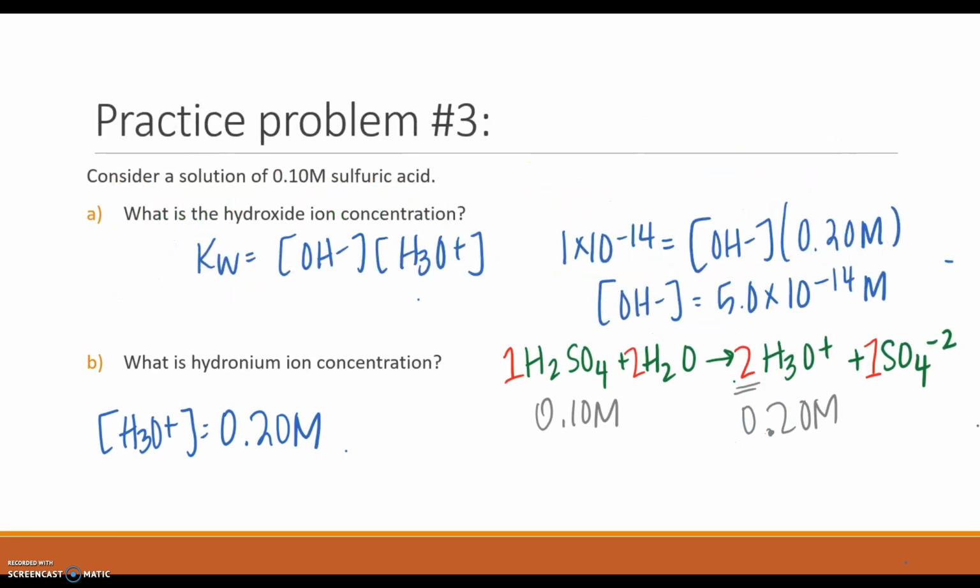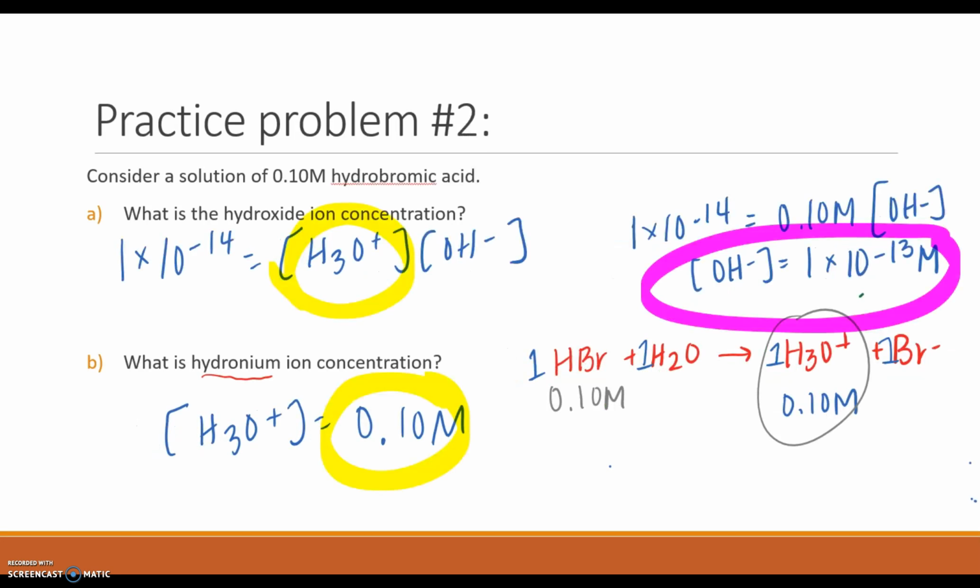So then when you solve for Kw, you would plug into the formula and you get 5.0 times 10 to the minus 14 molar for hydroxide. Made me think about something. We actually made an error here, and I wonder if you caught it while I was doing this. So this is back on practice problem number 2.